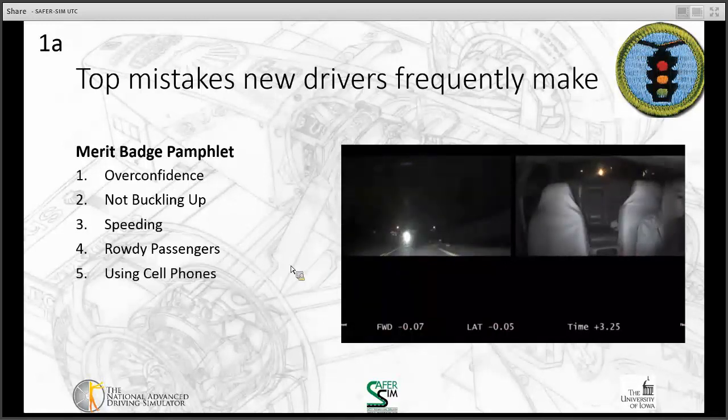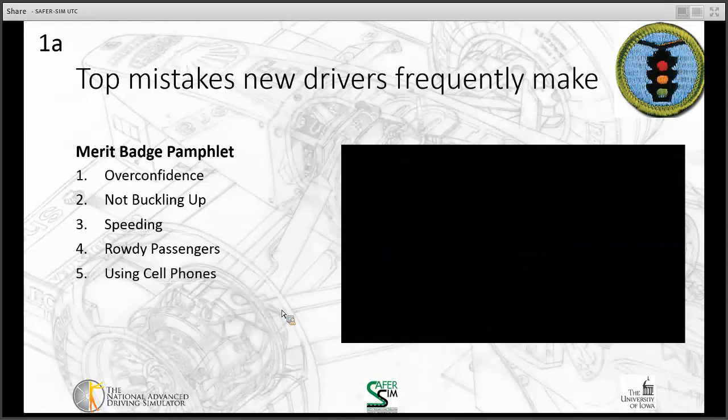So as we can see, using your cell phone while driving is not a great idea. It takes your eyes off the road, takes your mind off the road, and bad things happen, whether it's by you drifting off the roadway or the things around you changing and you not noticing it. So cell phone use is not a great idea, and I encourage you not to do so.